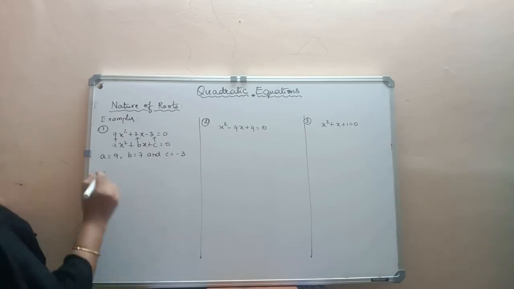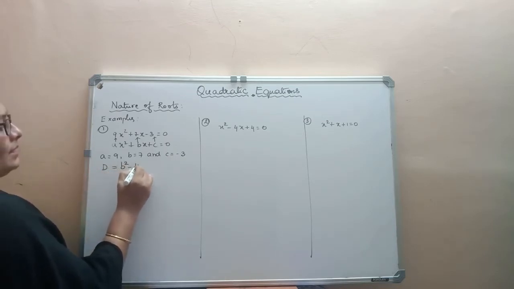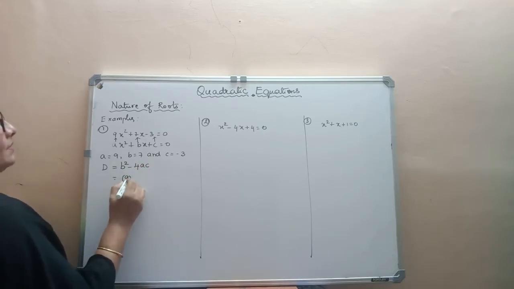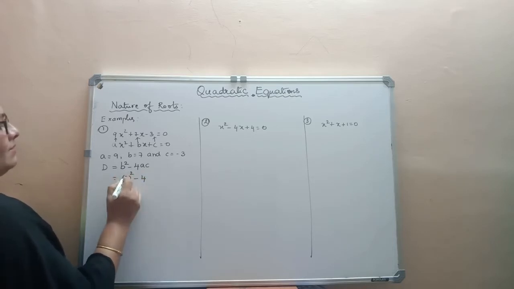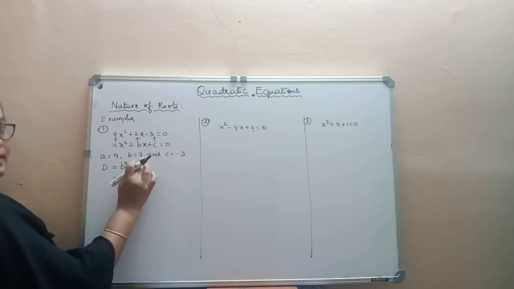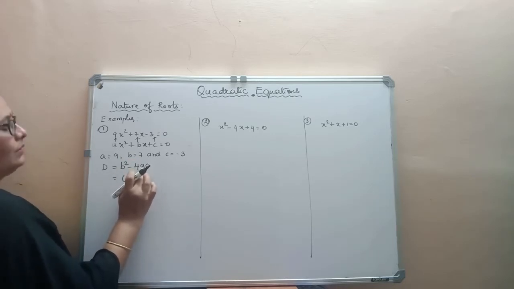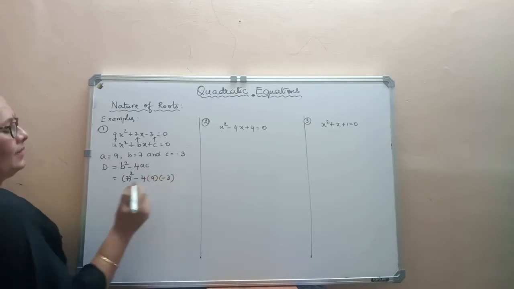Now we find the discriminant. What is the discriminant? b square minus 4ac. So what is b square here? b is 7, so 7 square, minus 4 into a, which is 9, into c, which is minus 3. So 7 square is 49.